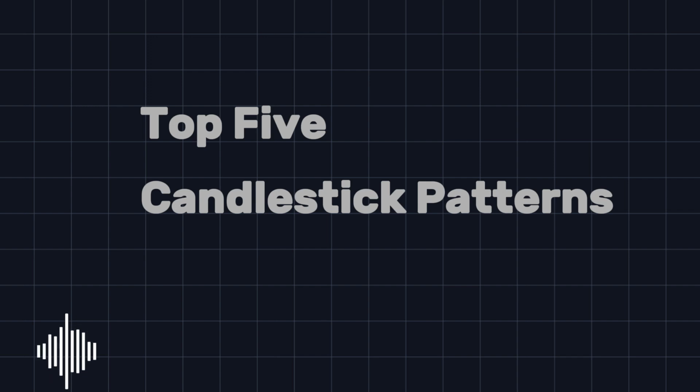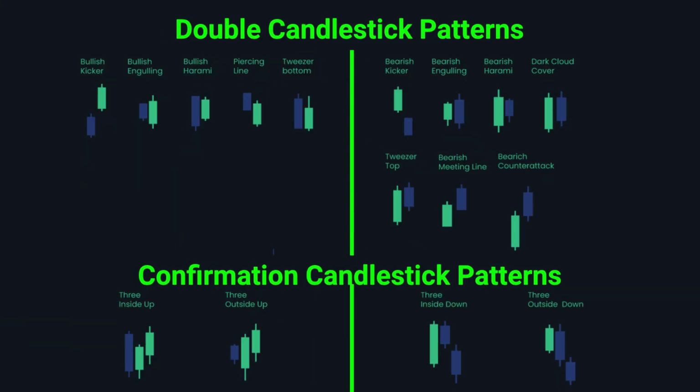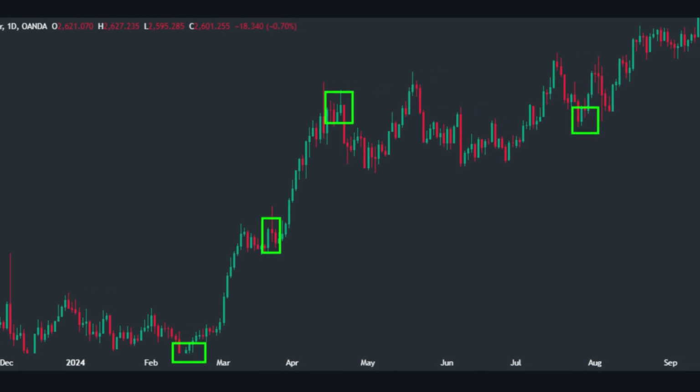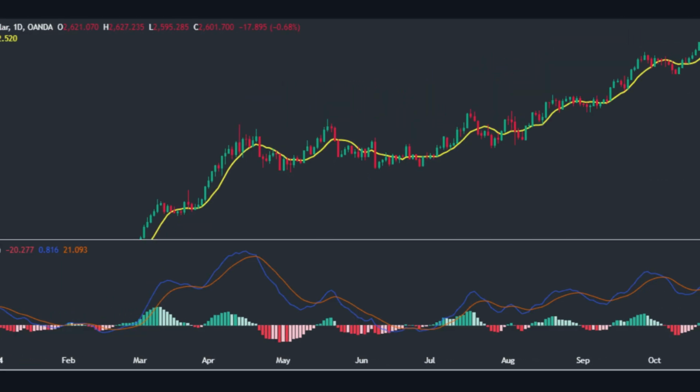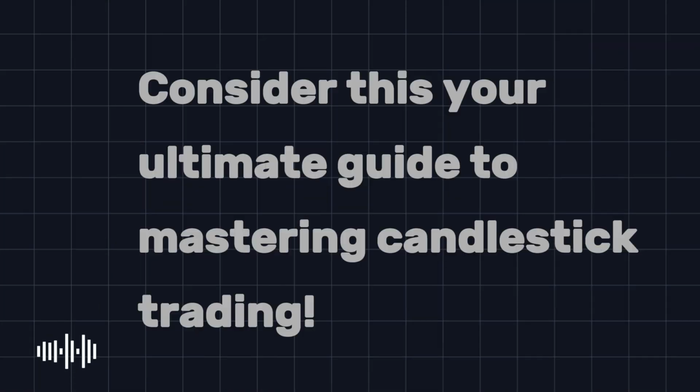In this video, we'll reveal our top 5 candlestick patterns, starting with the basics and moving on to more advanced strategies. Additionally, we'll show you how to combine these patterns with price action to spot high-probability trading setups. Consider this your ultimate guide to mastering candlestick trading.